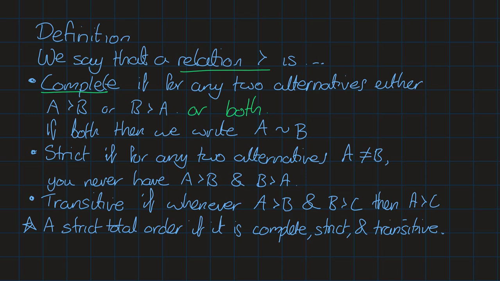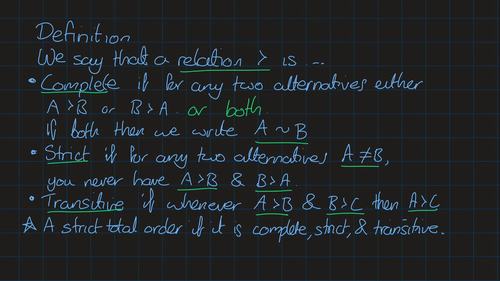If both, then we write A squiggle B, which means they're on equal footing, on the same level of preference. We say that the relation is strict if whenever you have two alternatives which are not equal, you can never have both A better than B and B better than A. So complete says you always have one or the other. Strict says you never have both. And finally, transitive says if A is better than B and B is better than C, then A is also better than C.